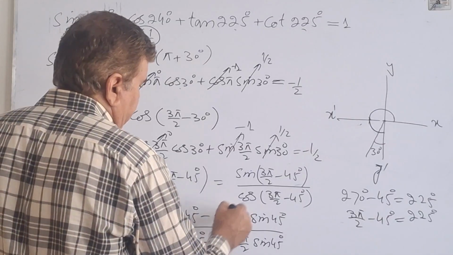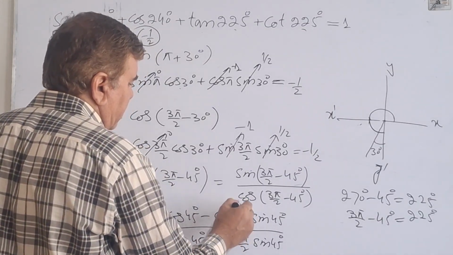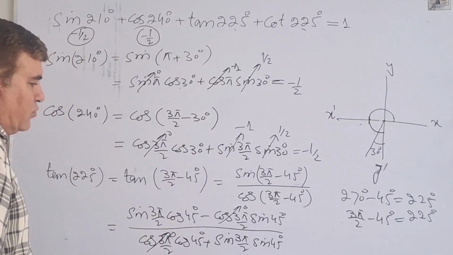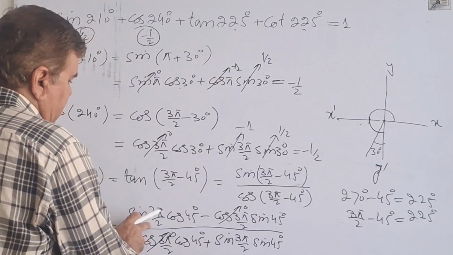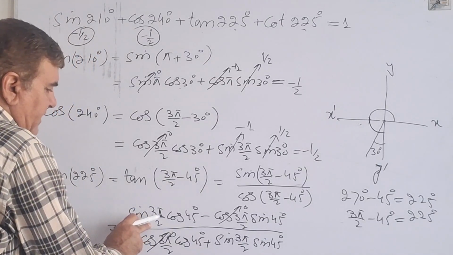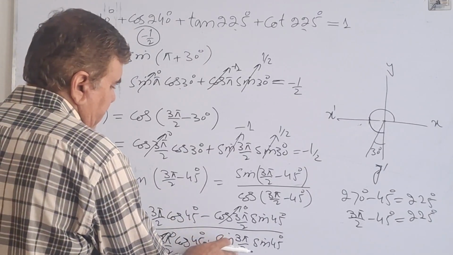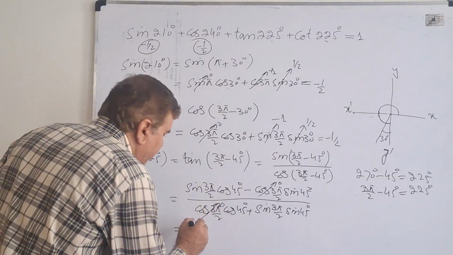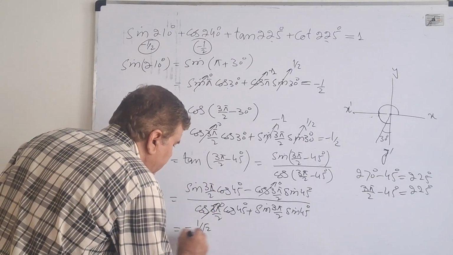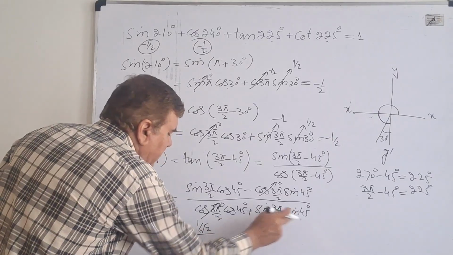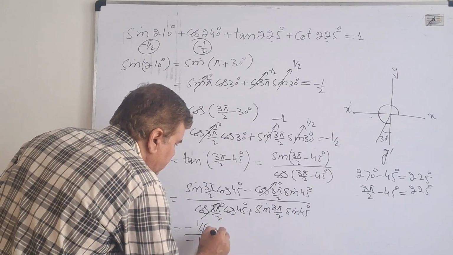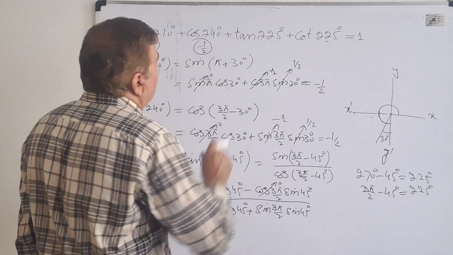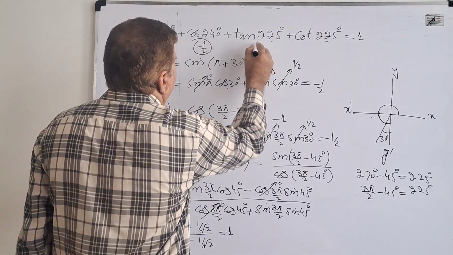Since cos 3 pi by 2 is again cos of an odd multiple of pi by 2, this term goes to 0, and similarly this term in the denominator goes to 0. And sine 3 pi by 2 is minus 1 in both. So we are left with minus, and cos 45 is 1 over square root 2 over here, and here is minus, sine 45 is 1 over square root 2. This gives me 1. So this term is 1.